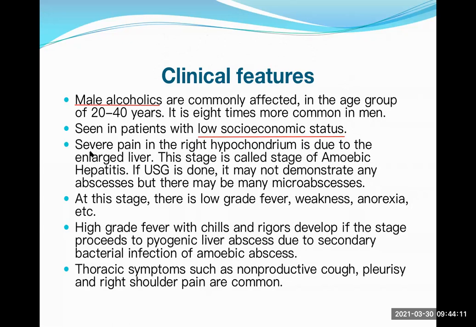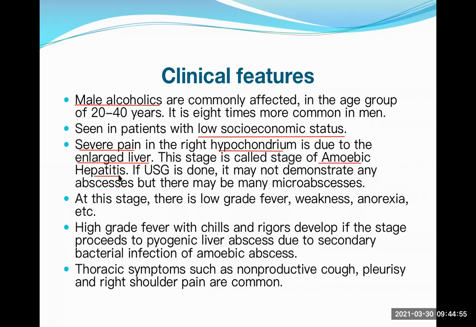Now, regarding the main symptom, there is severe pain in the right hypochondriac area because there is an abscess, a pus collection there. And that abscess is causing enlargement of the liver. When the liver is enlarged, the Glisson capsule, which covers the liver, is stretched. This is a very important mechanism for the pain. The Glisson capsule surrounds the liver, and it is supplied by the somatic nerve. So the patient feels pain. This stage is called amebic hepatitis.